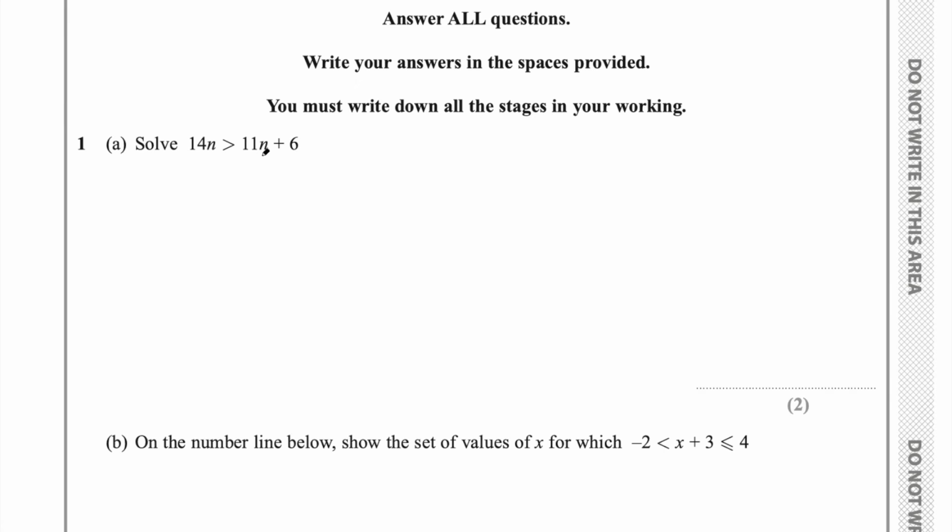So the first thing I want to do is subtract 11n from the left-hand side. 14n take 11n is 3n. This is greater than 6. I have that positive 6 left over. And then divide by 3. 6 divided by 3 is 2, so we're left with n greater than 2. So we end up with the values of n being greater than 2. And that's the final answer there for 2 marks.